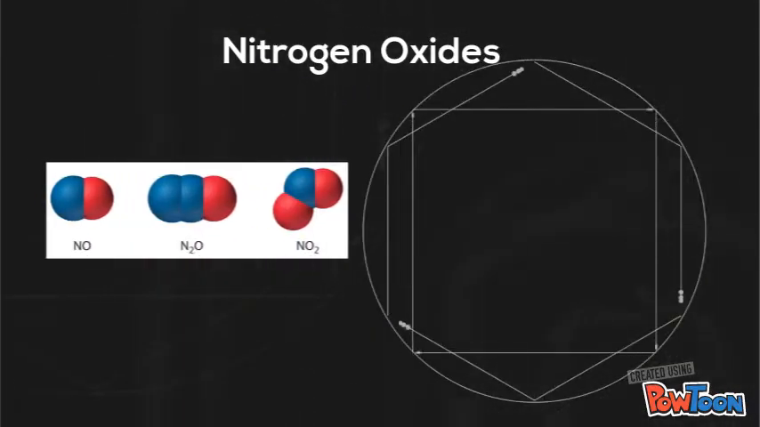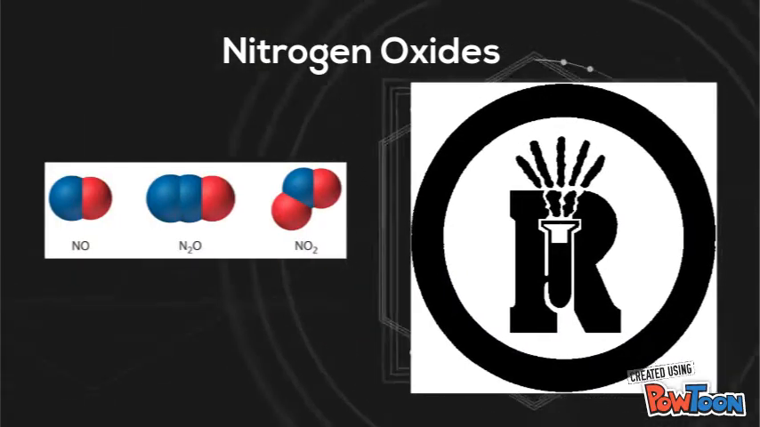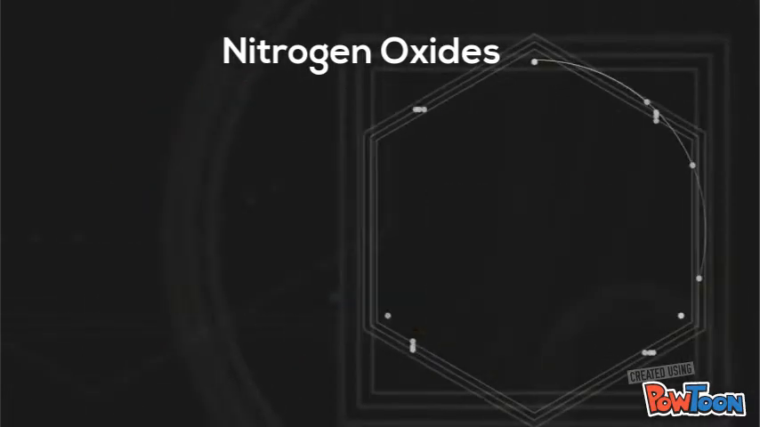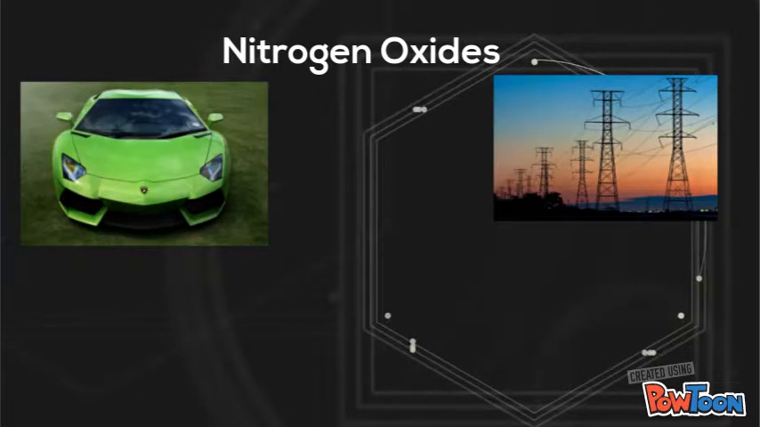Nitrogen oxides are the generic term for a group of highly reactive gases. They form when fuel is burned at high temperatures, as in a combustion process. The primary sources of nitrogen oxides are motor vehicles, electric utilities, and other industrial, commercial, and residential sources that burn fuel.